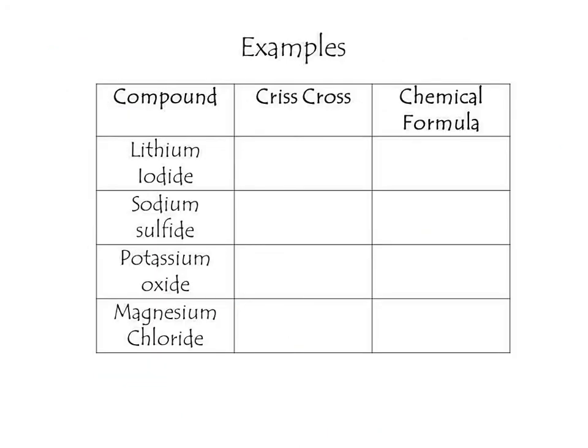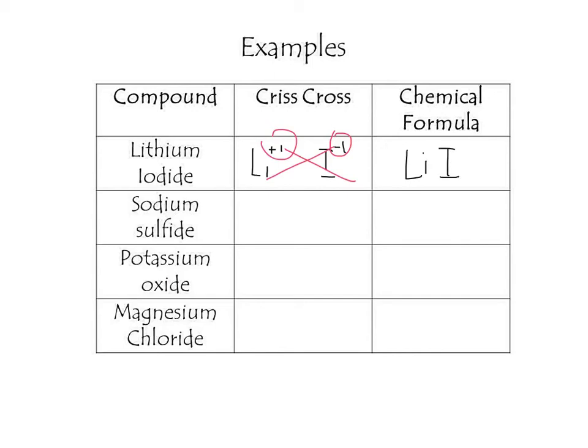So let's practice. I will do the first 2, and then I'll ask you to pause, and then you try the next 2, and then click play to see the answers. So let's write lithium iodide. Lithium has a +1, and iodide has a -1. If we take the charges and do a crisscross, we should end up with LiI, a 1-to-1 ratio.